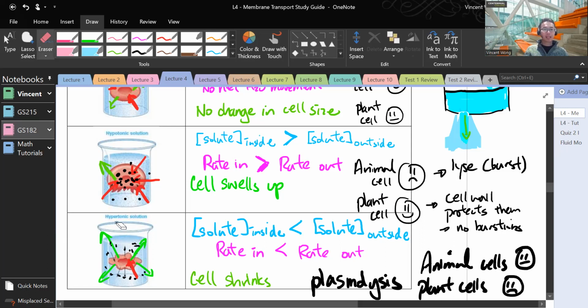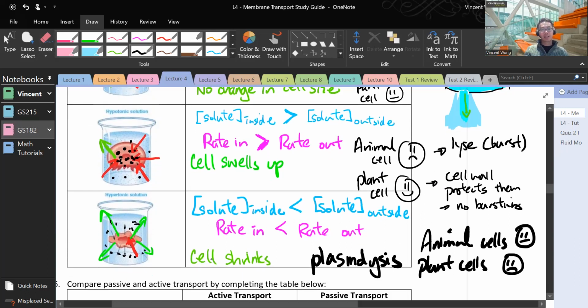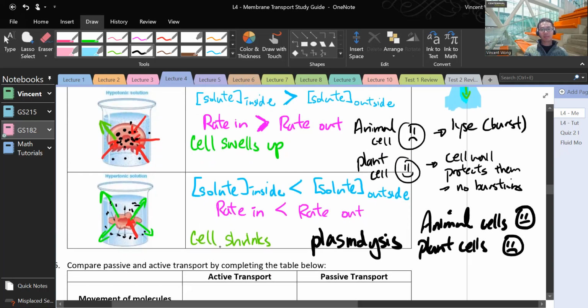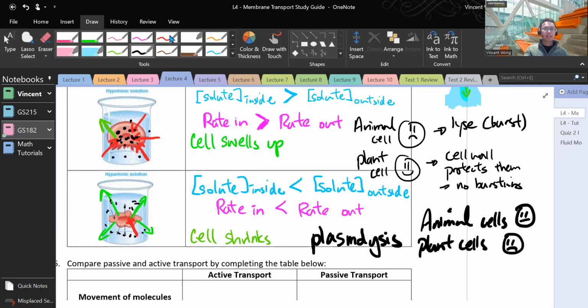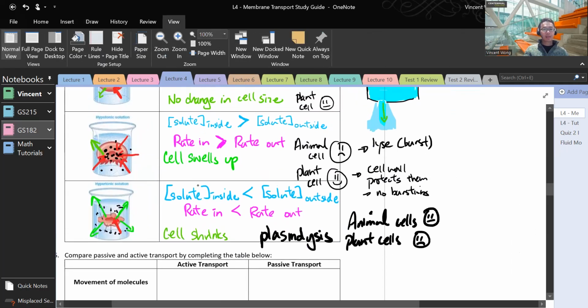Okay, if you leave them in hypertonic solution for too long, they would die. Try sprinkling salt into your soil. The plant will die, right? Because of this. Okay, any question about all these things?